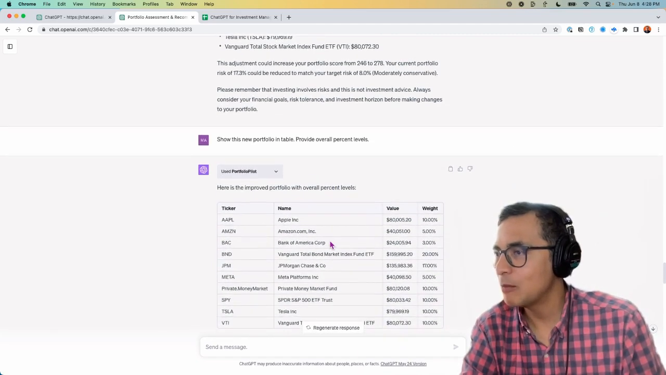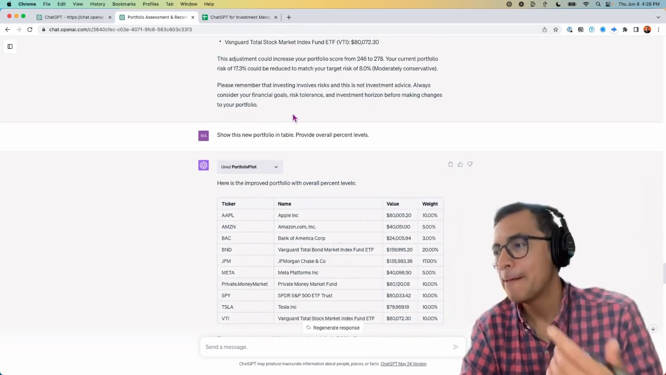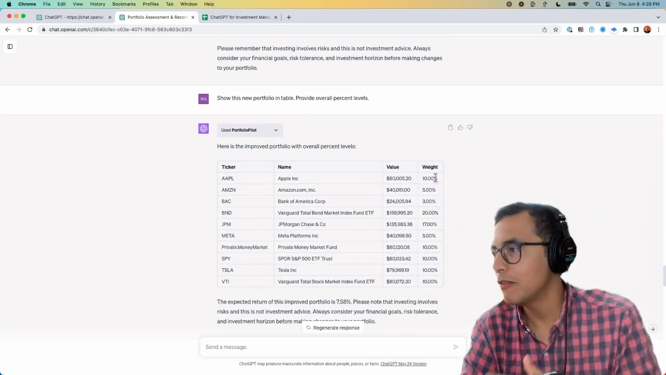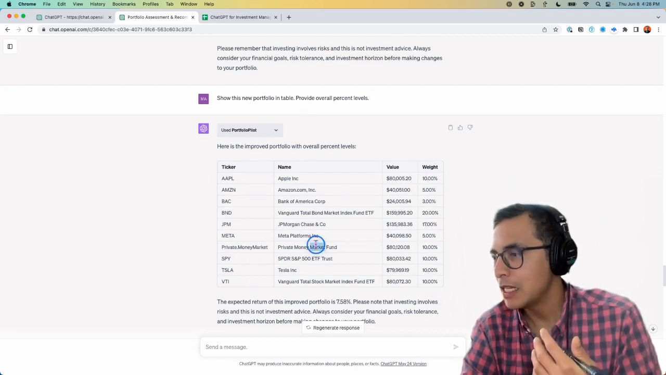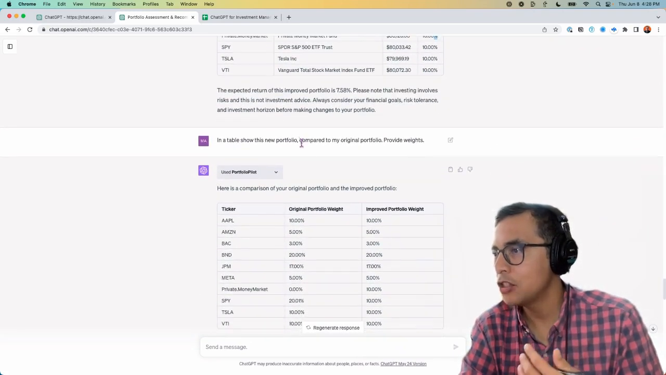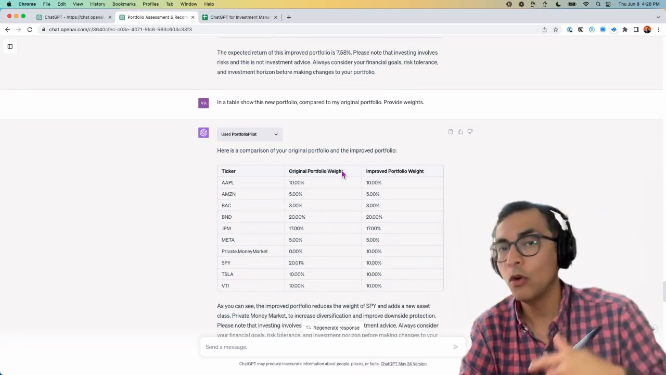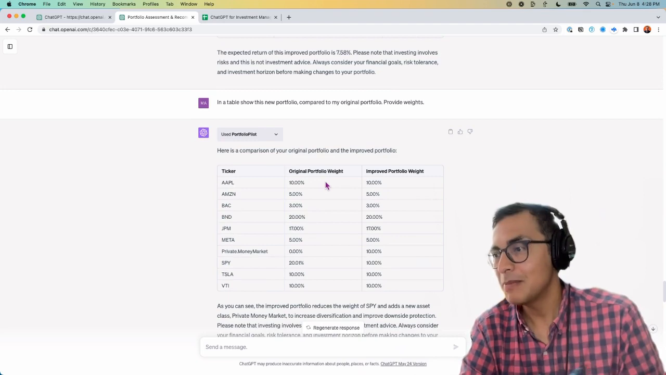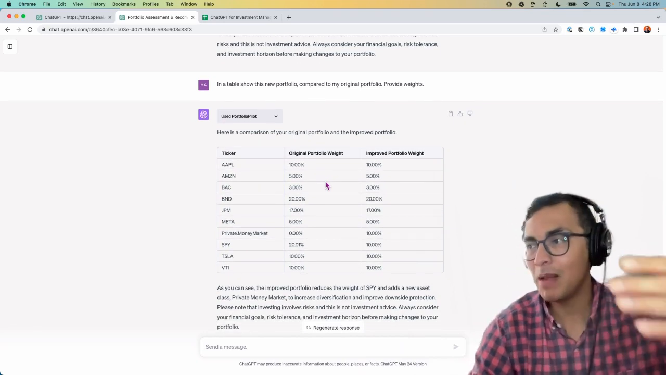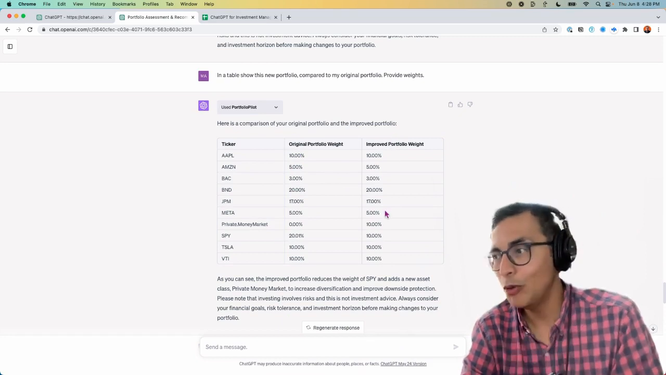Then the next thing that I'm doing here is I'm asking ChatGPT to return that fund and to give me the weights so I can better visualize what the recommendations are. And here's my new holding, a money market fund. Here, I am asking ChatGPT to compare this new portfolio with the original portfolio. And what's awesome is that ChatGPT has a long enough memory to say, oh, your original portfolio was this, and here's a new improved portfolio.